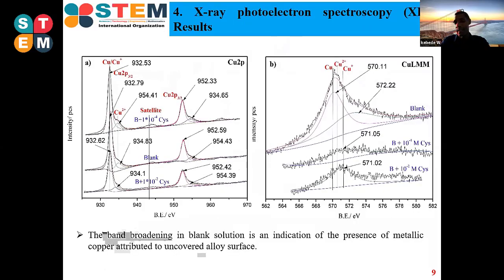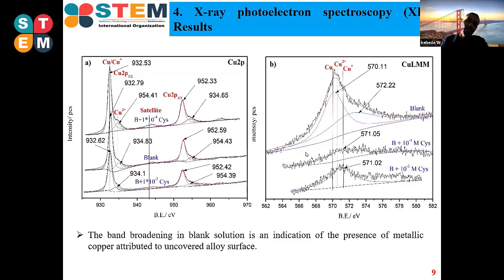This is the XPS result. This is for copper 2p and copper LMM. That is the Auger. There is Auger also, and conventional XPS. I did this Auger because it is a little bit difficult to differentiate the peaks between copper 1 and copper 0 in the conventional XPS. But in the Auger spectra, we can differentiate them clearly.